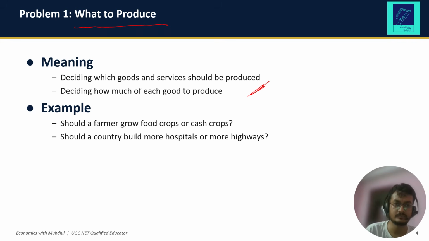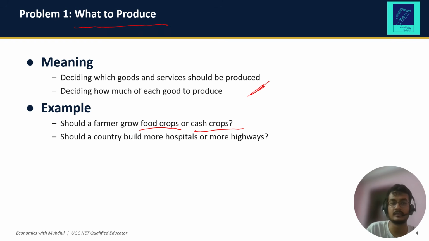For example, let us take the example of a farmer. Suppose there is a farmer. The farmer owns say 10 acres of land. Suppose he has two options. He can grow either food crops like rice and wheat, or he can grow cash crops. Cash crops are crops primarily produced for sale and income rather than directly for the farmer's own consumption. So the farmer has to decide what should I produce. Suppose growing rice will help provide food, but another crop might earn him more money in the market.